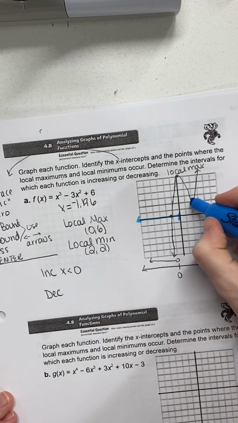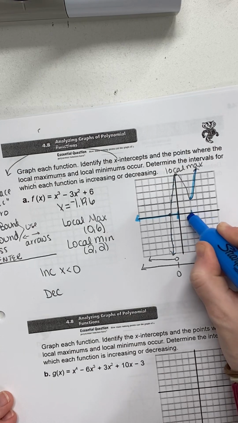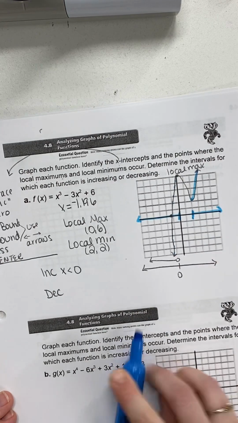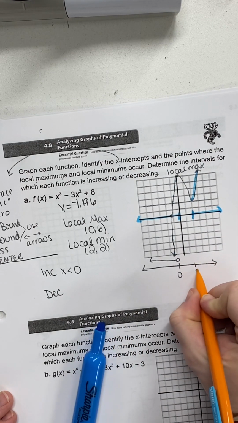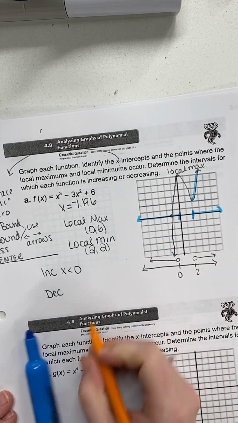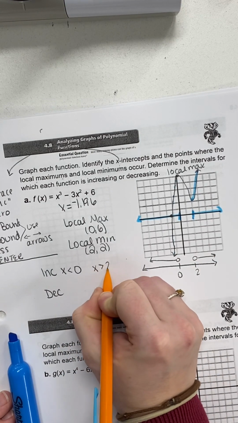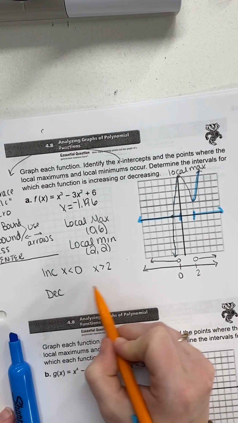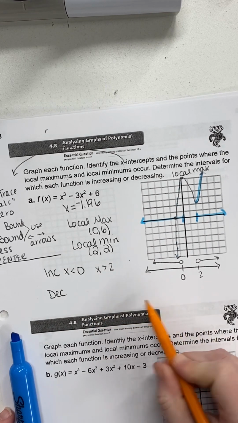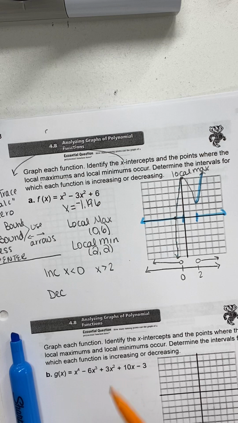It's also increasing from here over. So starting at this spot and going over. So it's also increasing at x is greater than 2. Now remember from Algebra 1, this is called an OR problem. X is less than 0 or x is greater than 2.